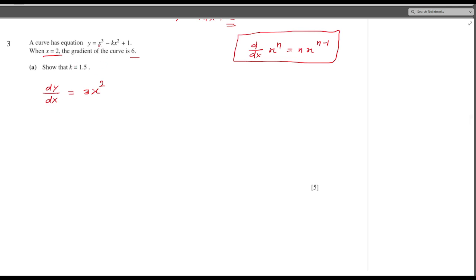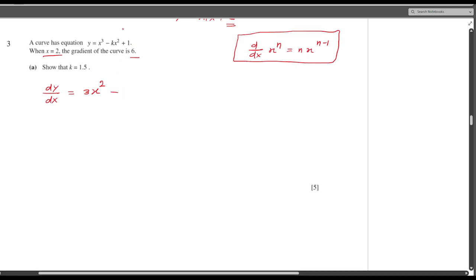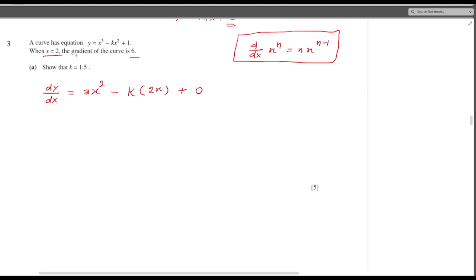Okay, so when y is x cube minus kx square plus 1, I will say that dy by dx is 3x square minus k, which I will write as it is because this is a constant, and I will differentiate x square, which is 2x, and then finally the derivative of this 1. So differentiation of this 1 is what? 0, constant.